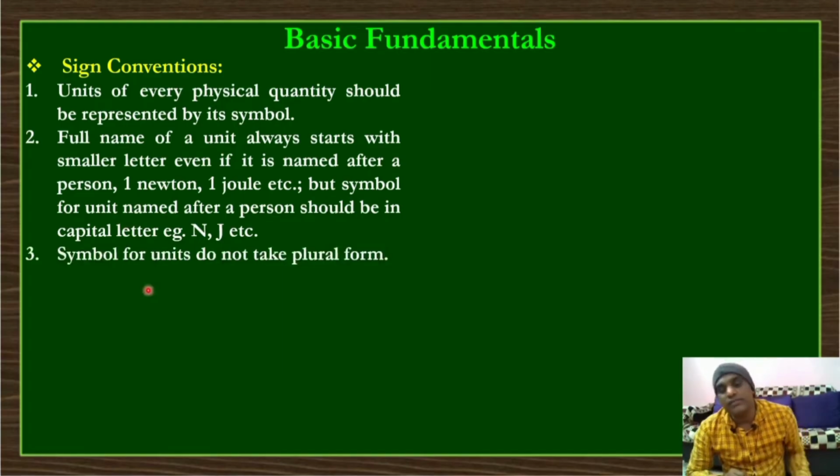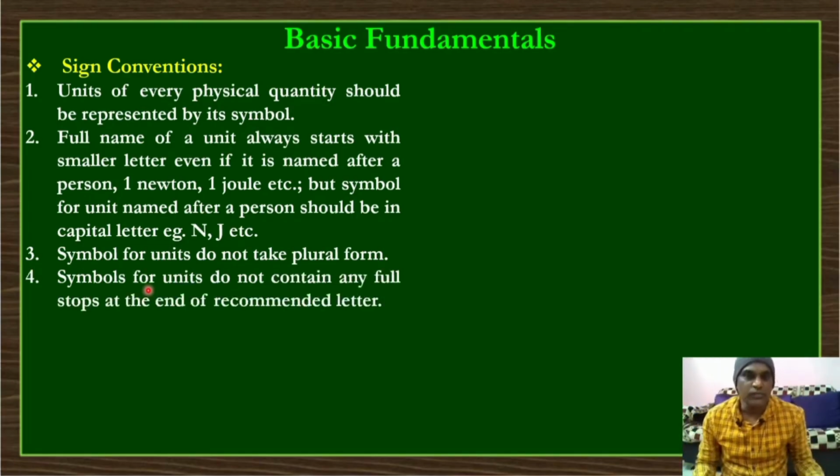Okay. Now, symbols for units do not take plural form. Means it should not be newtons, meters. Okay. 10 meter, not 10 meters. 100 newton, not 100 newtons. Only newton. Only in the singular form we have to write, whatever the quantity may be, 10, 20, 100, more than 1, no problem. It should not be plural.